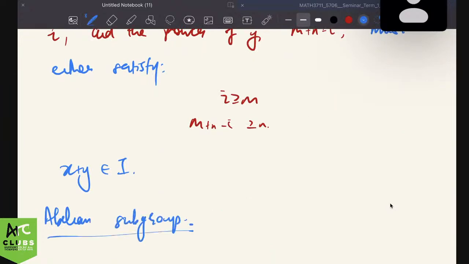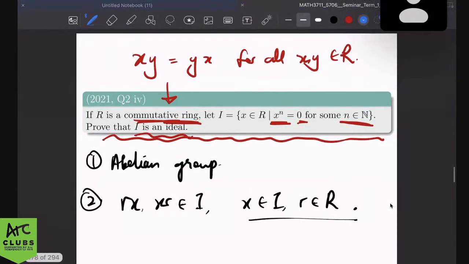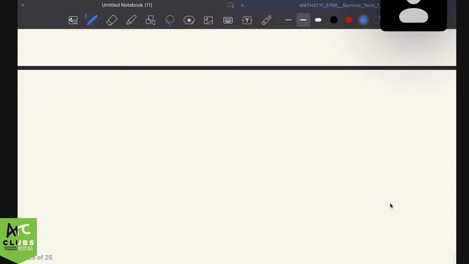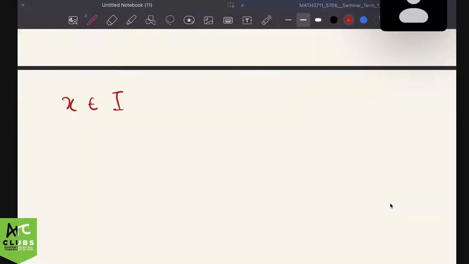Cool. As for the next part, let's think about this. So we need to show it's an ideal. So recall that that means that if we've got x in the group I, and r in the ring, then xr and rx must both be in I. Okay, so let's consider xr. I don't know what xr is, but we know that x to the power of n needs to be equal to 0 for some n.